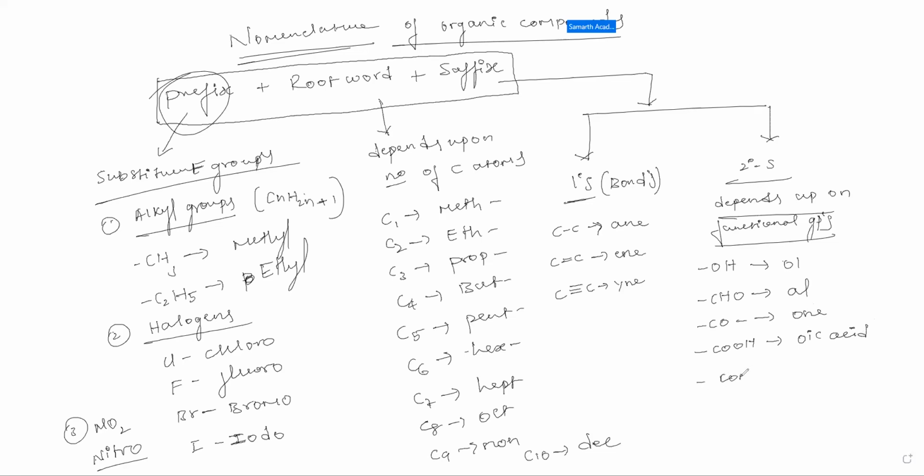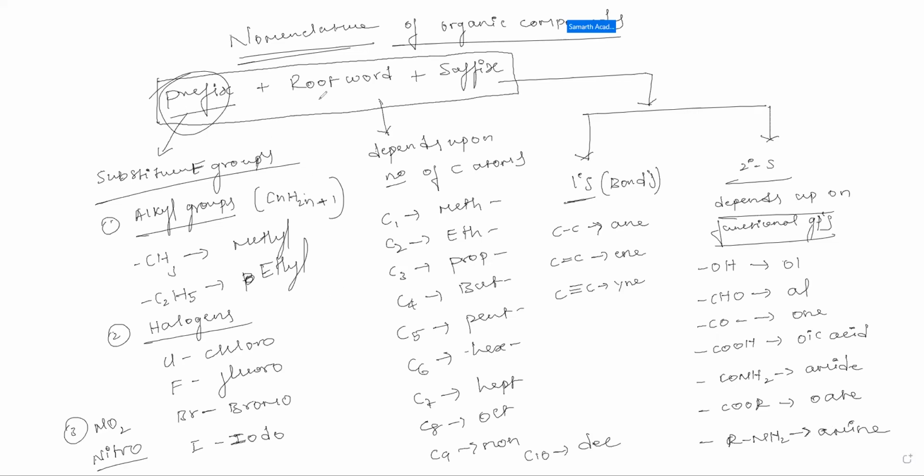If it is an amide, you use -amide only. If it is an ester, that is -oate. If it is an amine functional group, the suffix is -amine only. So these are the basics you have to remember while naming organic compounds.